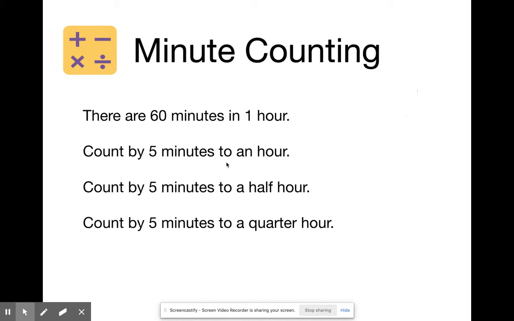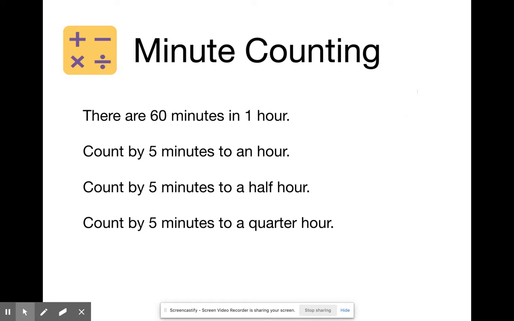So we're going to count to an hour, so 60 minutes. Then we're going to count by fives to a half hour, 30 minutes. And then we're going to count by fives to a quarter hour, or 15 minutes. All right, everybody with me. 5, 10, 15, 20, 25, 30, 35, 40, 45, 50, 55, 60.